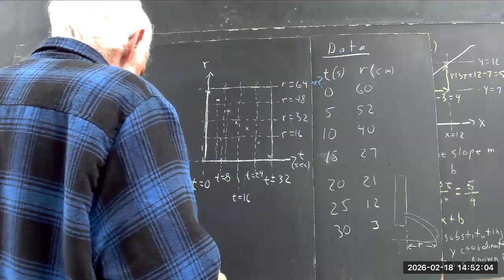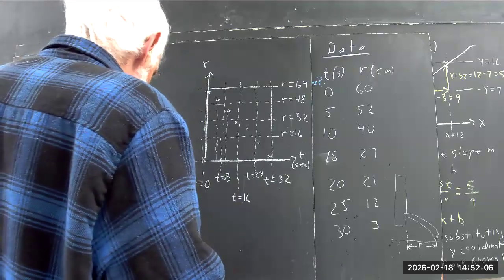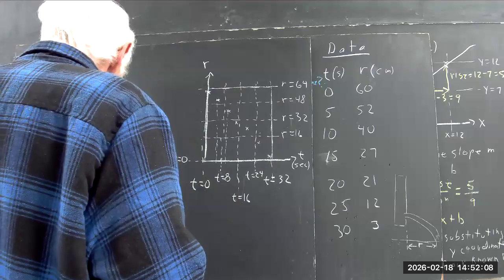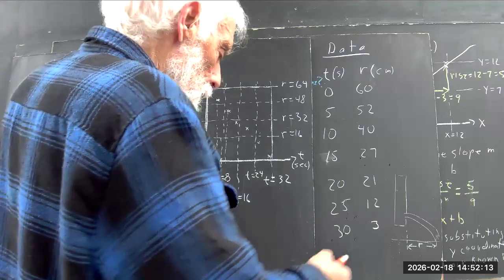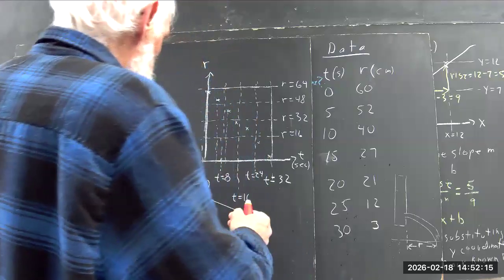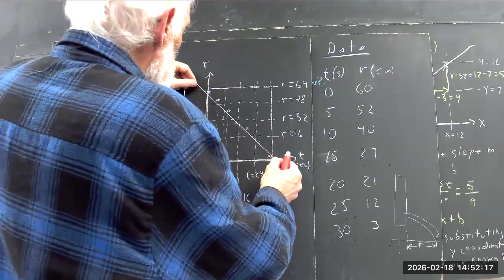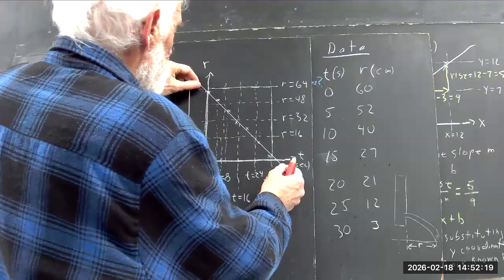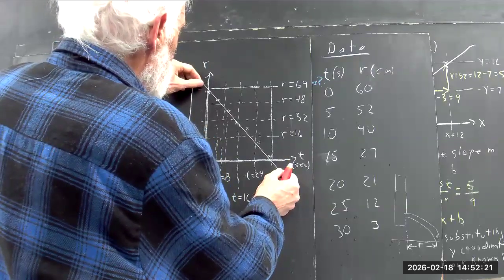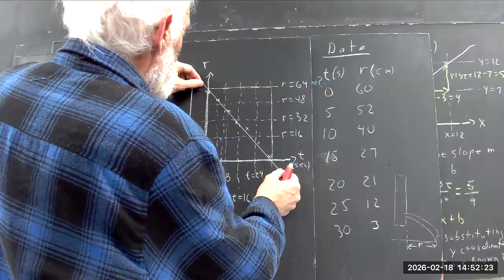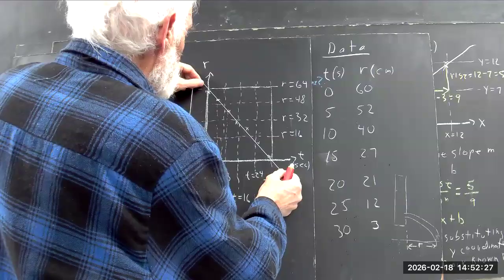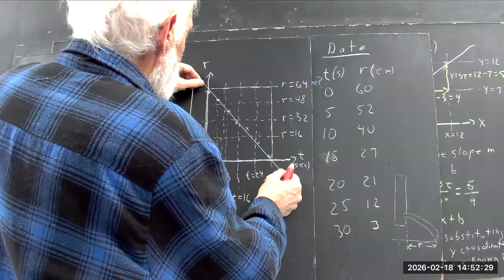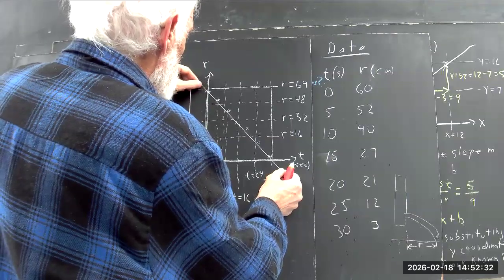I can take a piece of string, and I thought I had a piece of string handy here, but I don't know what's happened to it. And then I'll have a little string. And I can figure out where the line is that's on the average closest to these x's than any other line. Okay.